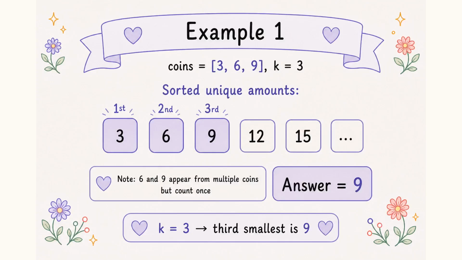Example 1. Coins 3, 6, 9, and K equals 3. The unique amounts in order start 3, 6, 9, 12, 15. The first is 3, the second is 6, the third is 9. So the answer is 9. Shared values like 6 still count only once.